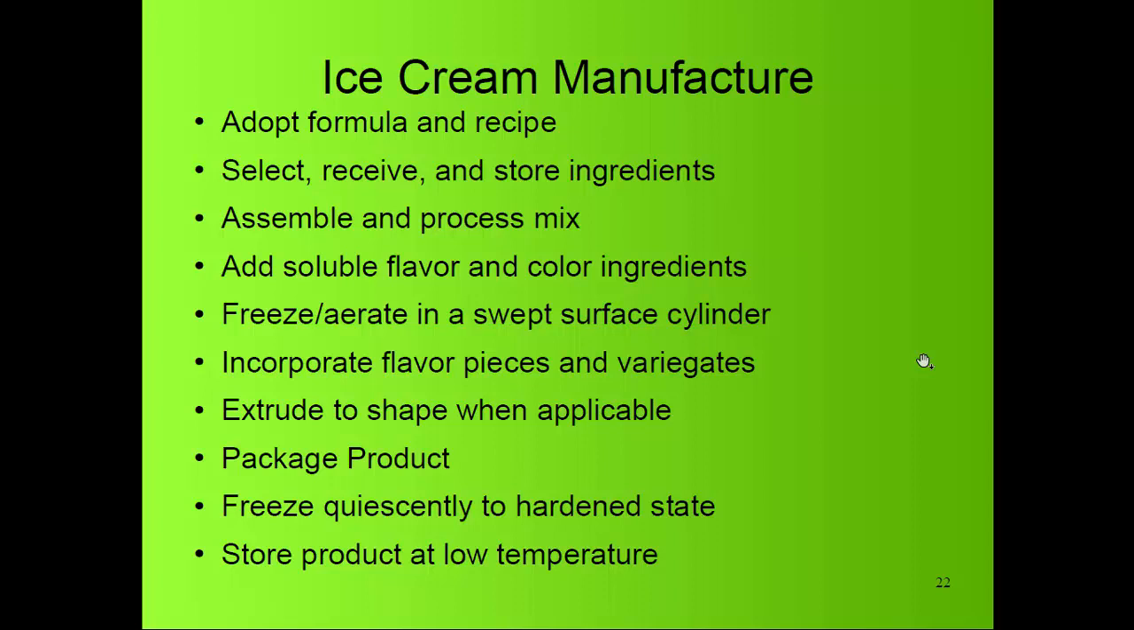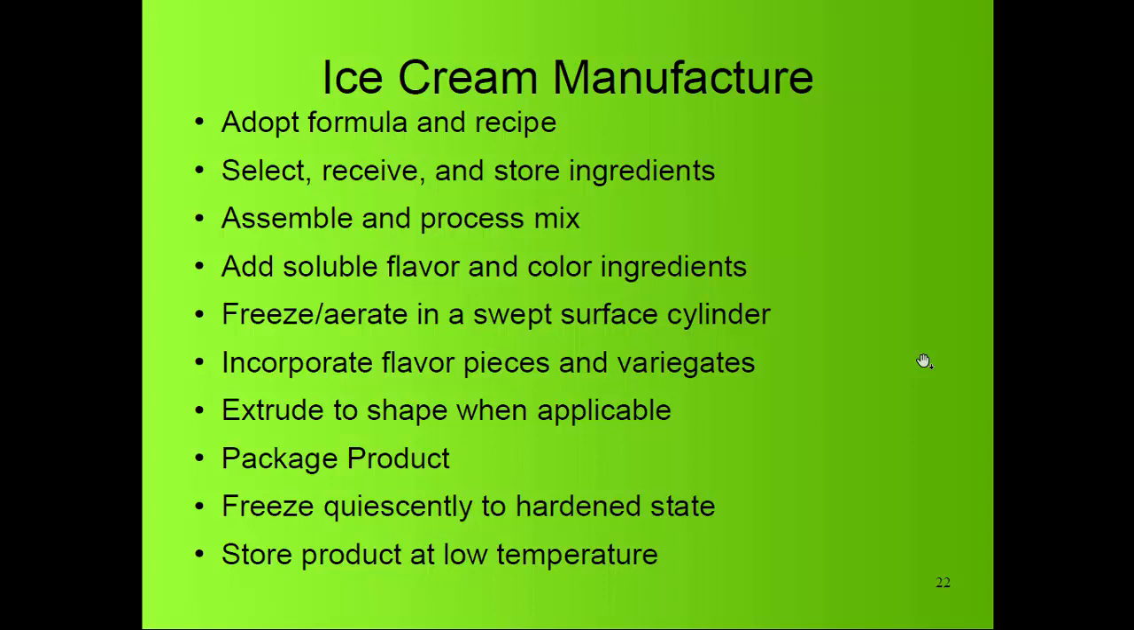So this is what happens when we manufacture ice cream. We adopt the formula in a recipe. We select, receive, and store ingredients. We assemble and process the mix. We add soluble flavor and color ingredients. We freeze and aerate in a swept surface cylinder. So like we showed in that home version of the ice cream maker, the ball spins around and the ball is really cold. So ice forms on the inside of the ball, and then you scrape off that ice as it turns around.